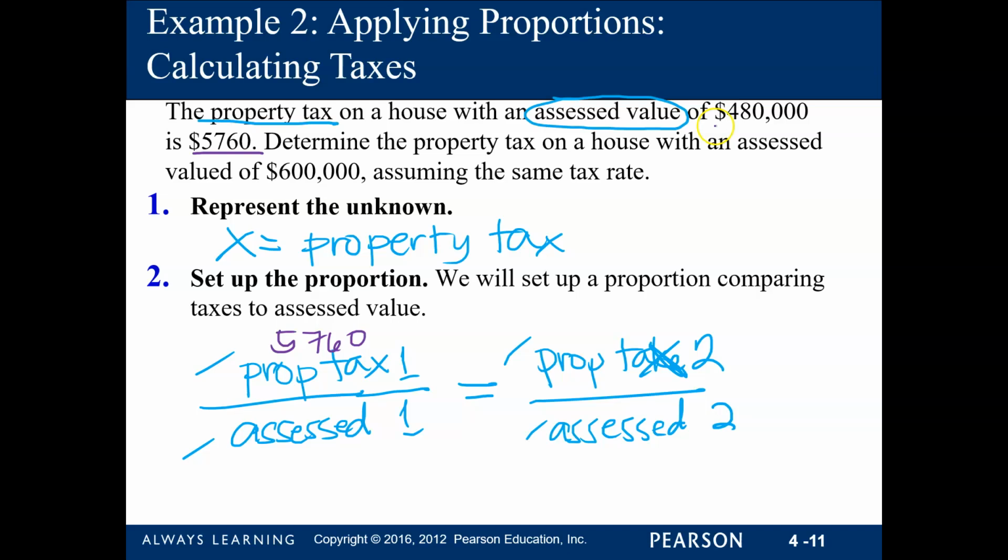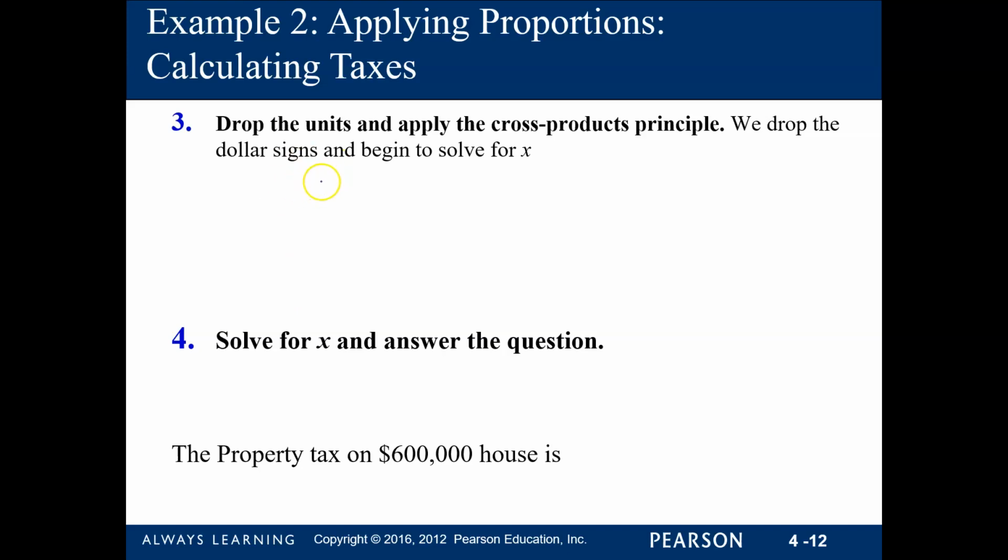The assessed value of the first house is 480,000. The property tax for the second house is the one missing, so we can replace it with X, because the second assessed value, as you can see, is 600,000. From here, you can solve your problem already. So again, that's going to be 5760 over 480,000 is equal to X over 600,000.